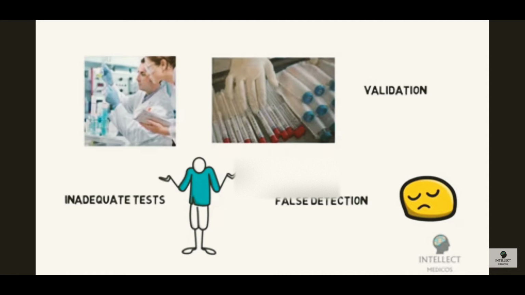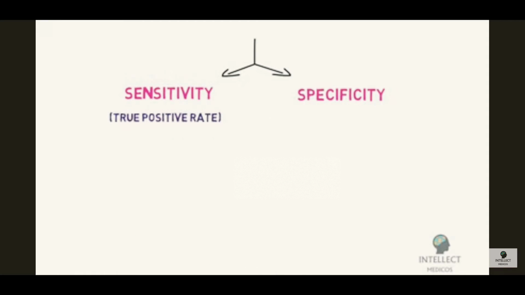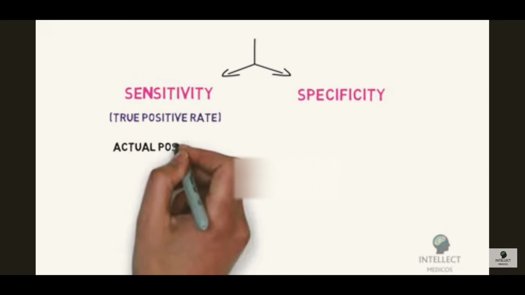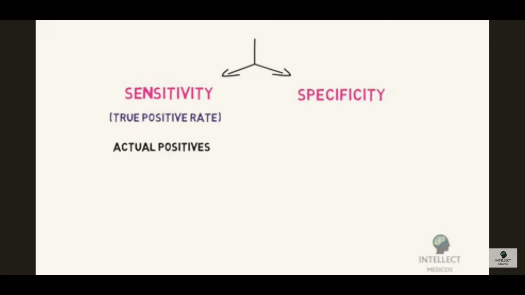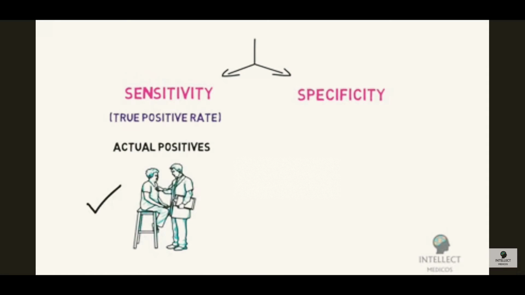Before diving into the topic, let me explain two terms which are very commonly used when we talk about diagnostic tests. These two terms are sensitivity and specificity. Sensitivity is also called the true positive rate. It measures the proportion of actual positives that are correctly identified as such. For example, the percentage of sick people who are correctly identified as having the condition.